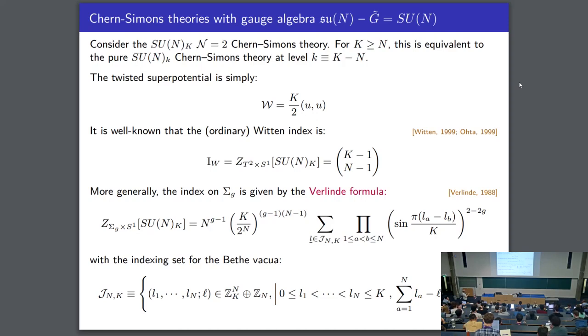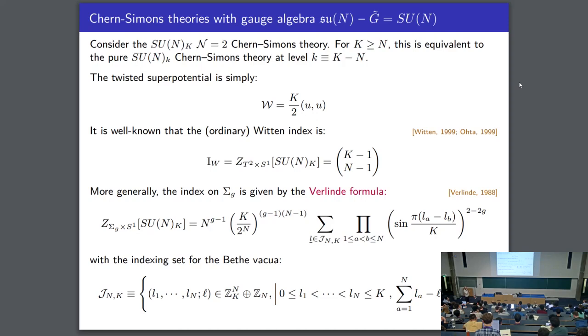So pure Chern-Simons, or supersymmetric Chern-Simons, is the same thing. I mean, pure Chern-Simons, bosonic Chern-Simons, is just level K, which will be shifted by K minus N, because you have gauge nodes that you can integrate out between the two descriptions. And the twisted superpotential is very simple. It's just K U squared, essentially. This is like the Killing form. So this looks like a boring thing, like just a scalar, it's massive, that's it, there is one vacuum.